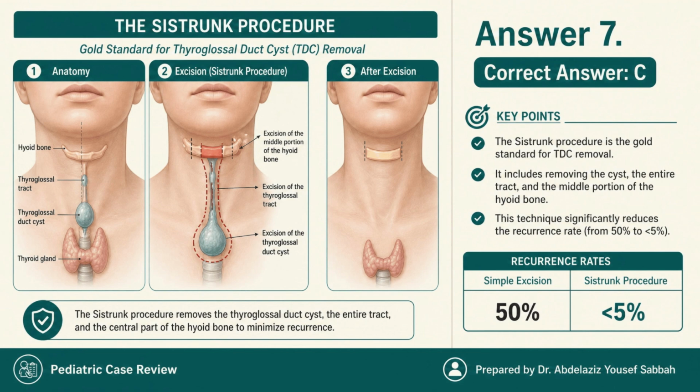The clinical impact is dramatic. Simple cyst excision alone carries a recurrence rate of approximately 50%, whereas the Sistrunk procedure reduces recurrence to less than 5%. This procedure is typically performed after age 2 and after any active infection has resolved.